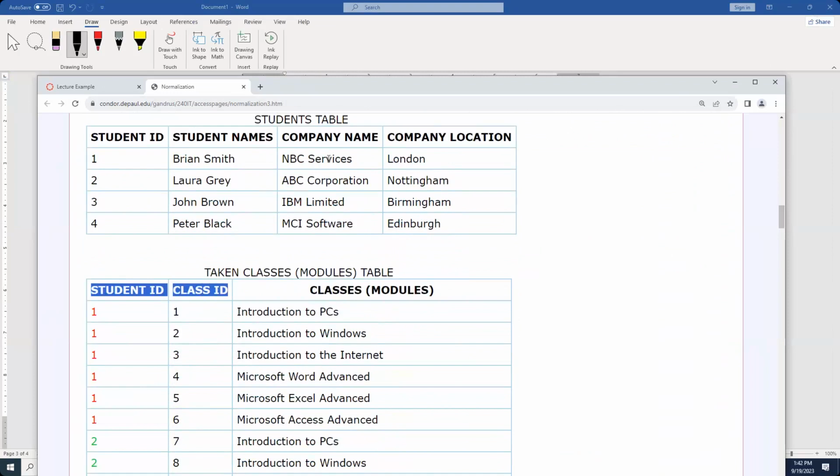Well, one of the problems that might not be obvious here is you could have two people for the same company. And if there's two people working for the same company, that company is going to have one location. And again, imagine this is where their headquarters are, not branch offices or whatever. So NBC Services, their worldwide headquarters are in London. There's another student somewhere down the line for NBC Services. It would also be London. That's redundant data. It's repeated data that's not necessary.